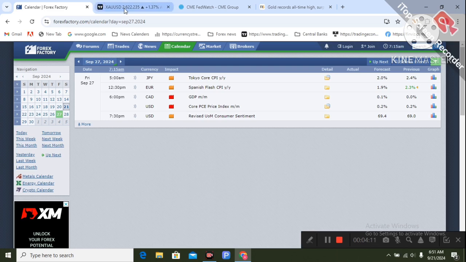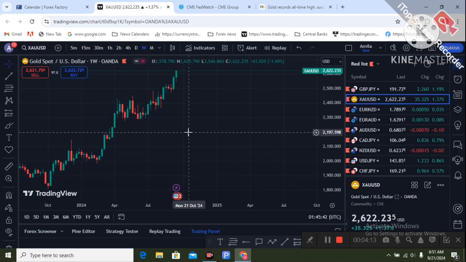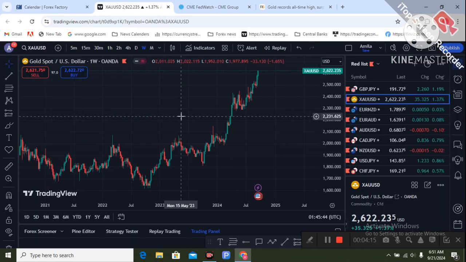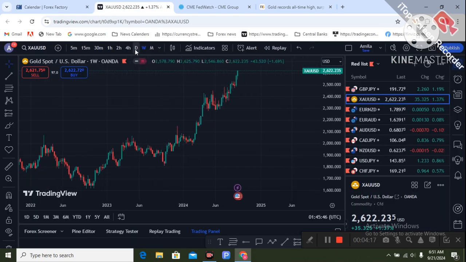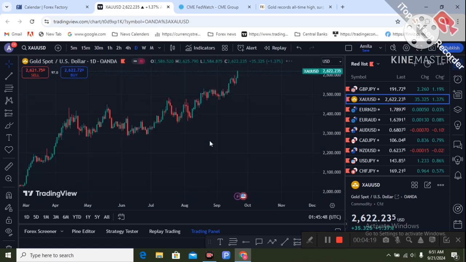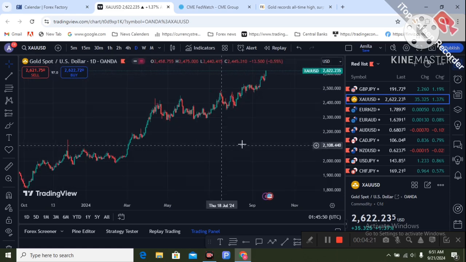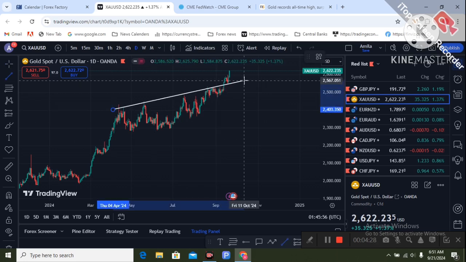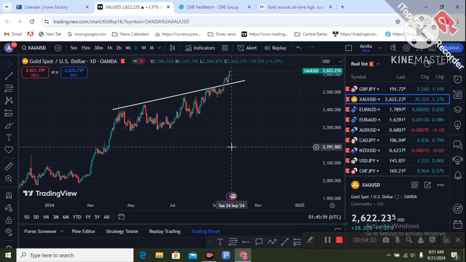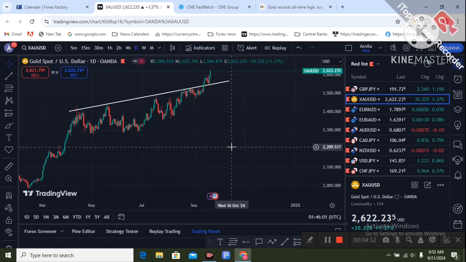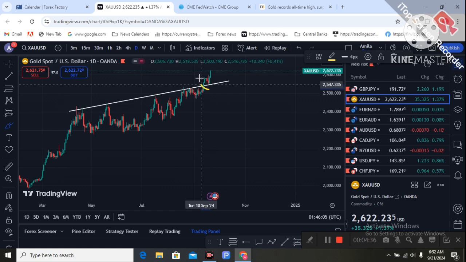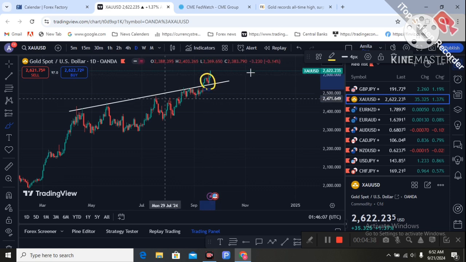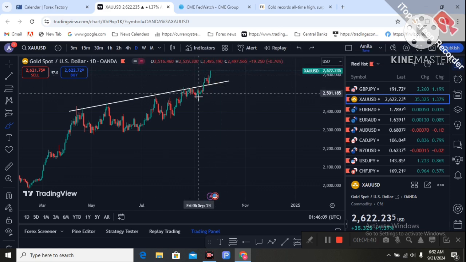So let's get to the technical picture. What is it saying about the gold forecast? I'm going to the daily chart. The gold price made an all-time high of 2622 now. I mentioned this trend line last week too. This is the daily chart trend line. The price broke out of this trend line and retested. You can see this is the breakout to the upside that gave you buy entries.